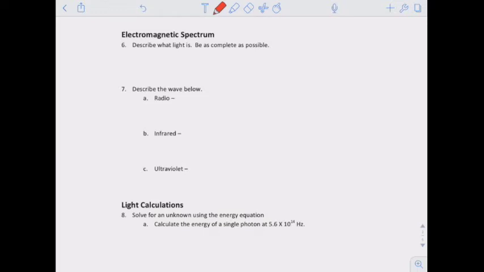Number 7, it describes the wave below. So go ahead and look in your notes and look up each one of these and just describe what they are. Like I'll give you, for instance, a radio wave is a very weak wave, very, very long wavelength. So long wavelength, very low in energy. It's used to transmit information. And so that's a radio wave. So go ahead and do that for infrared and ultraviolet.